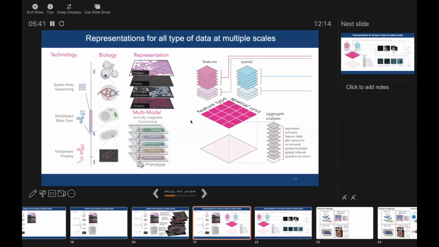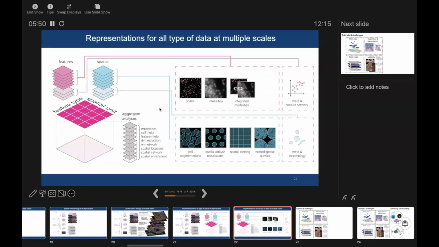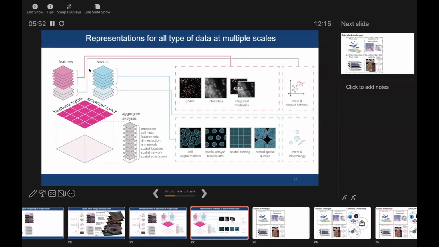So the key point that we do, and this is about one of the only slides that talk about the software engineering point of view, is that we separate the features from the spatial units. What I mean with that is we don't necessarily combine them at the beginning, but we basically separate them. The features can be any type of spatial modalities, and we have specific data structures to represent the points, intensities, polygons, and the networks as well. While the spatial unit is a very loose conceptual idea that can literally be anything.